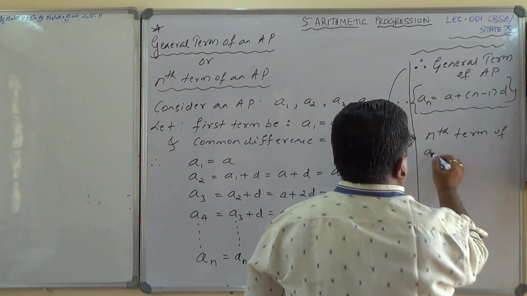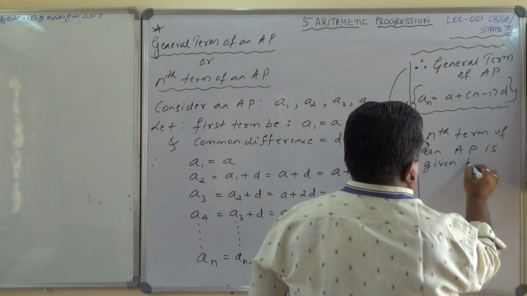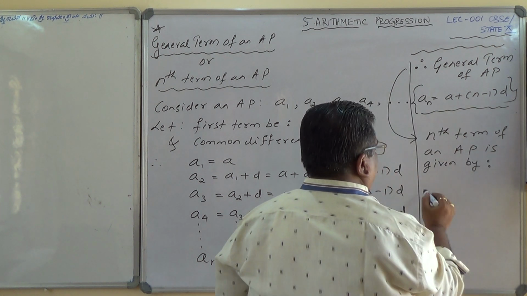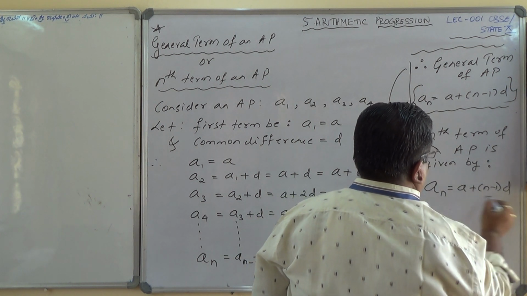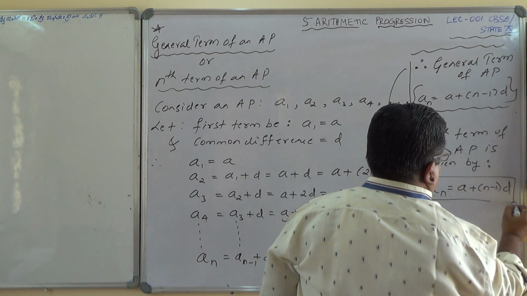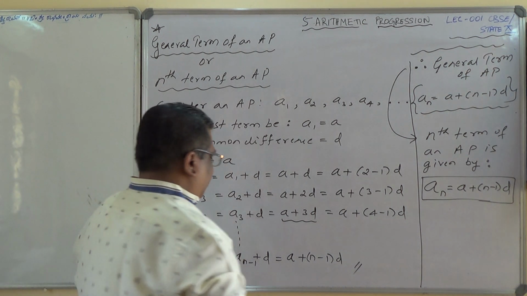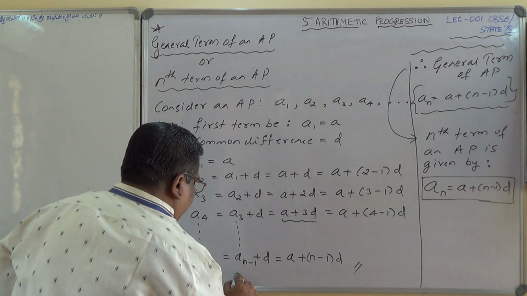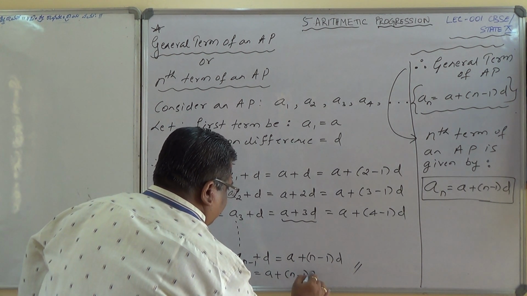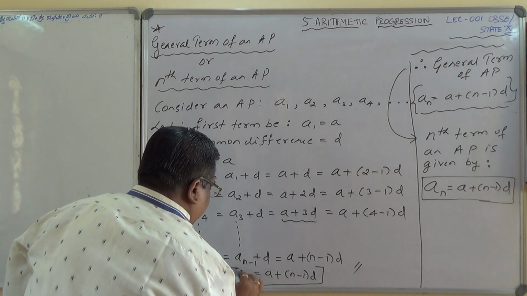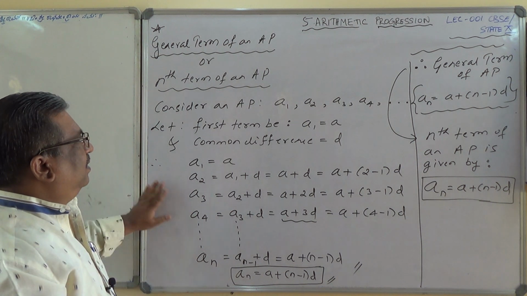The nth term of an AP is given by An equals A plus (n minus 1) into D here. Okay, so make sure that you know about this one. Here also I'll write An equals A plus (n minus 1) times D. This is called the general form, the general term of an AP or nth term of an AP.